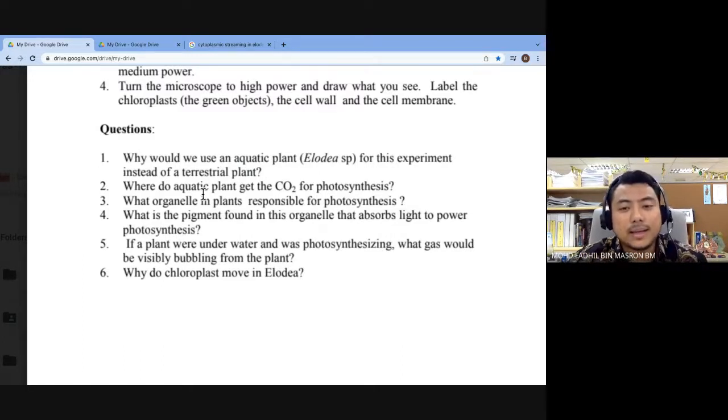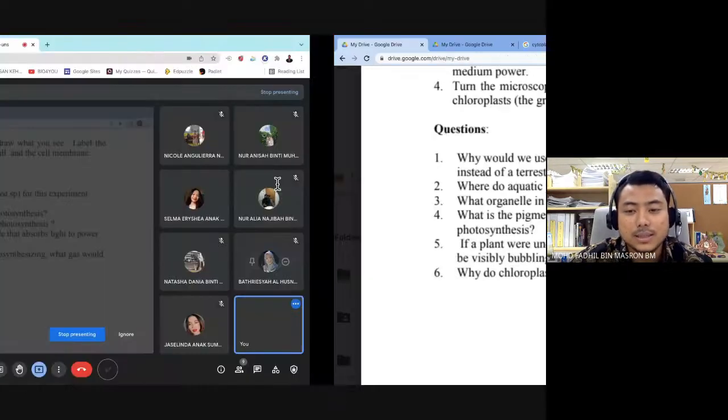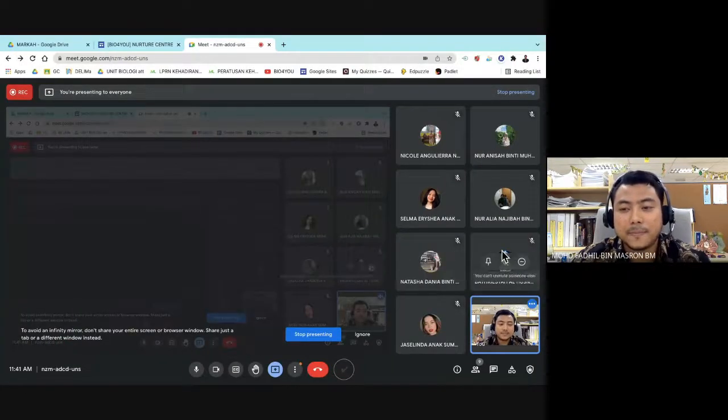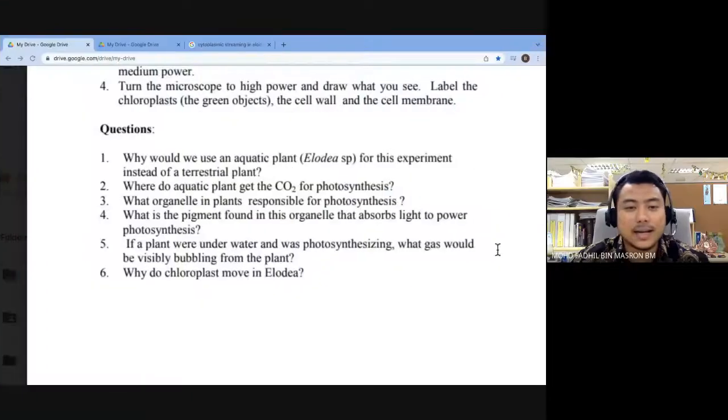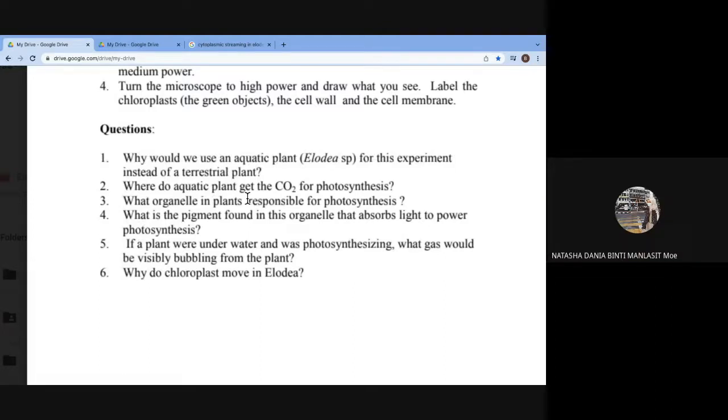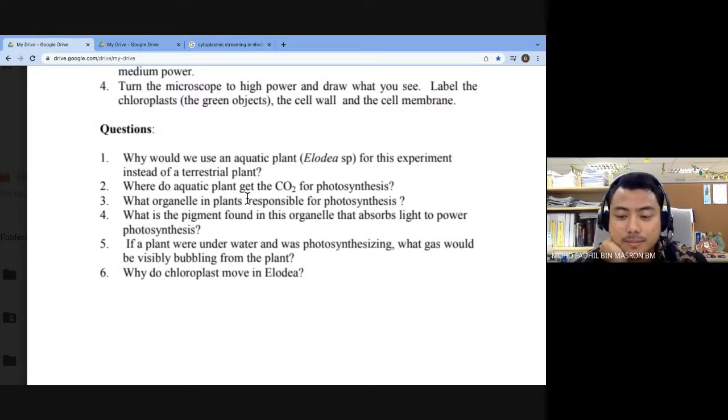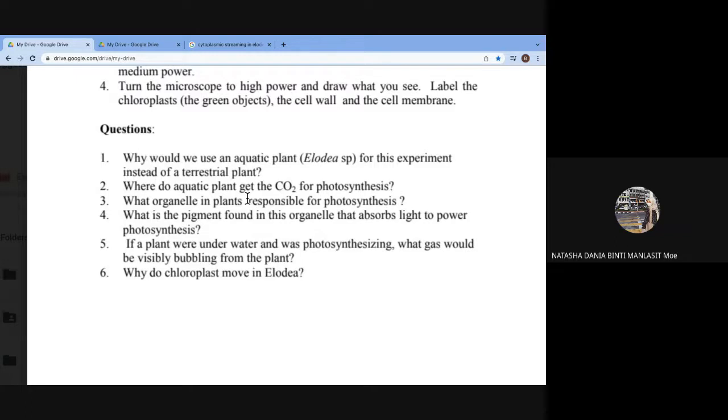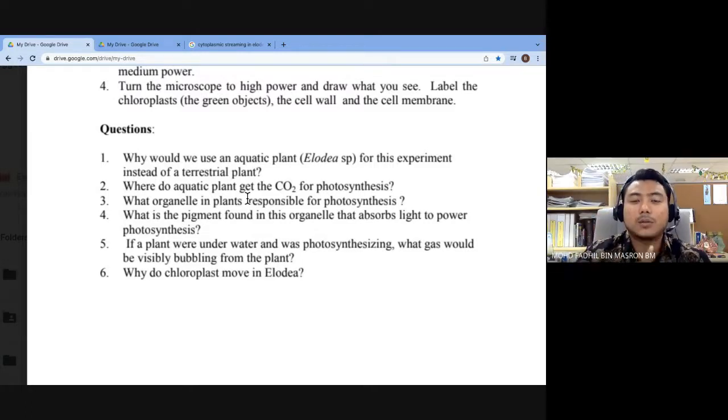Where do aquatic plants get the carbon dioxide for photosynthesis? Natasha. Agak-agak kat mana diorang dapat CO2 ni untuk fotosintesis? Either from the air or water. Air or water. Tapi ada sedikit kena fix jawapan tu. Sebab kita tahu dia ni aquatic plant. Bila aquatic plant, dia tinggal dekat dalam air. So, dalam air ada udara. Macam mana tu?